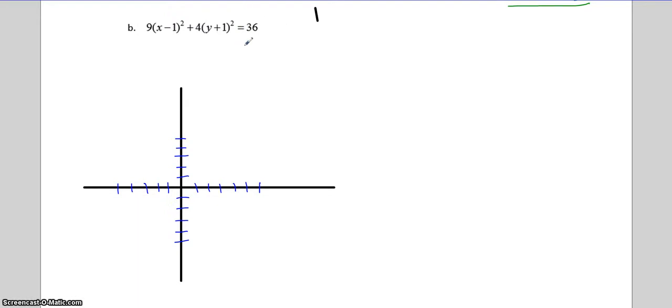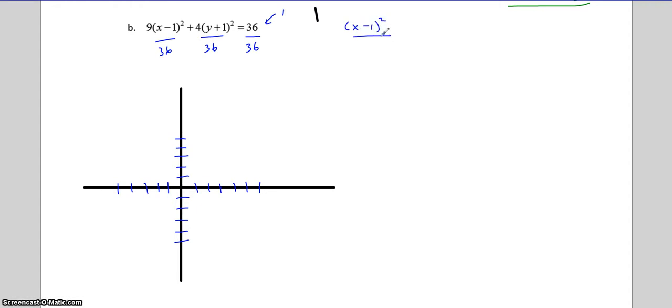Okay, if we move on to 30b here, we can see that this is going to be an ellipse because we have two positive terms here. The first thing we have to do, though, is get this thing into standard form. We're going to do that by, remember, this term's got to be a 1, so we're going to do that by dividing by 36. And then when we simplify that over here, we get some cancellations on the top.